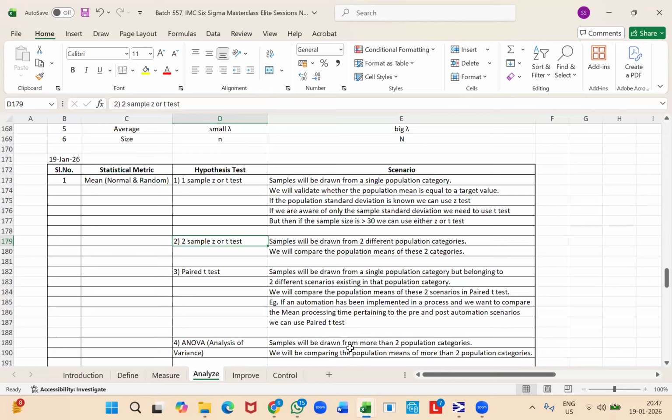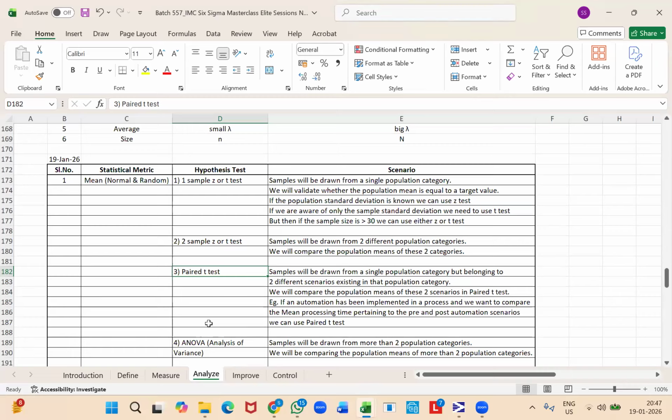Again, whether to apply Z test or T test, the criteria is pretty much similar. If the population standard deviation is known, Z test. If the sample standard deviation alone has been provided for you, then we need to apply T test, right? And then we have what is called paired T test. It might sound similar to two sample mean test. In paired also we will be comparing two population means, right? So what is the difference between the two sample mean test and the paired T test?